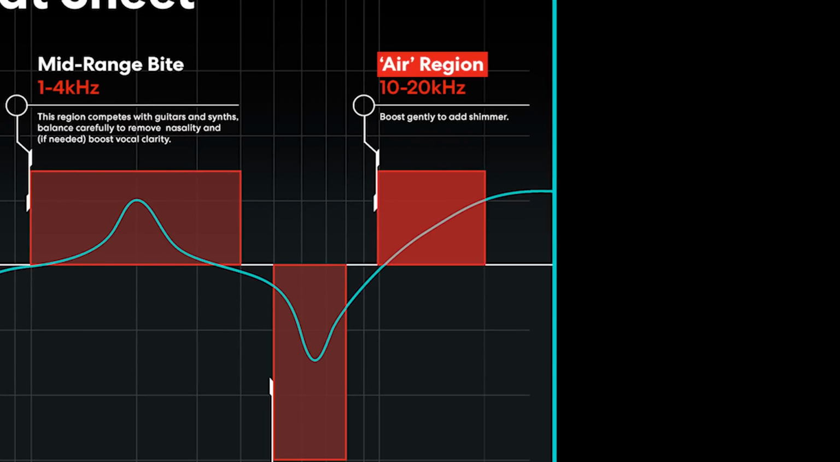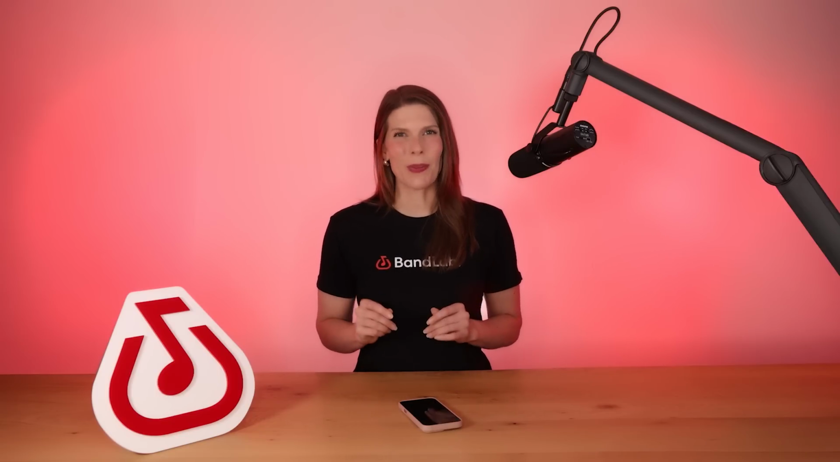Lastly, the air region. This is where you add that sparkling, shimmering, airy quality. Rolling off too much here can make the vocal sound dull, but a slight boost between 12 and 20 kHz can add brilliance. Now be subtle, boosts in this range are usually small.